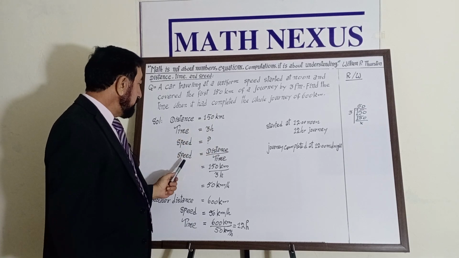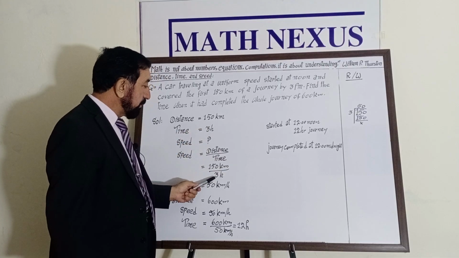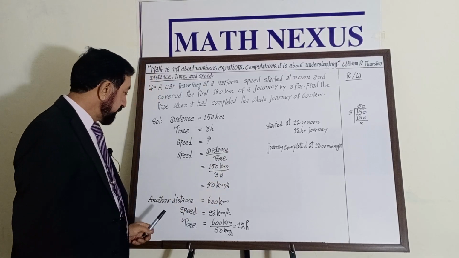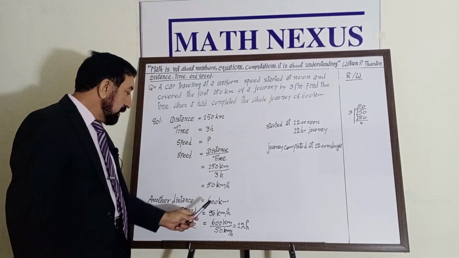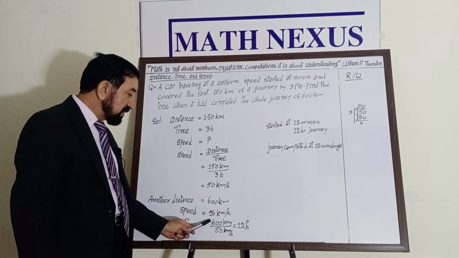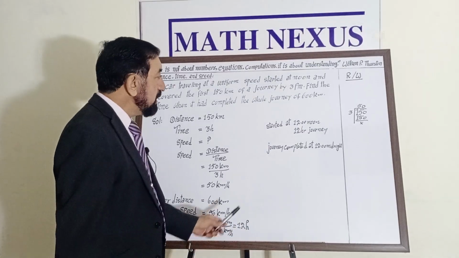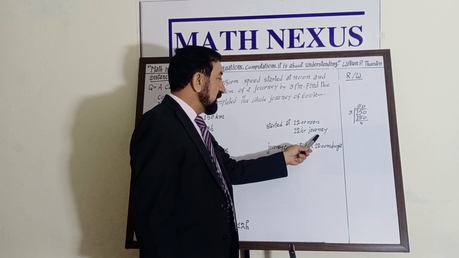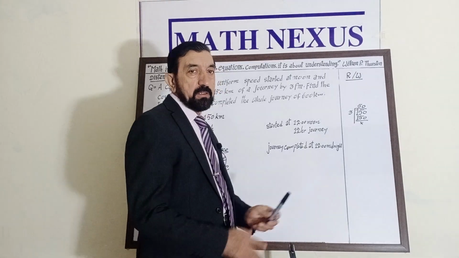Speed is unknown. Speed is equal to distance upon time. Distance 150 km upon 3 hours. This is equal to 50 km per hour. Now another distance, which is 600 km, and speed is equal to 50 km per hour. Time is equal to 600 upon 50. This is equal to 12 hours. It means the car started at 12 noon, the 12-hour journey completed and it reached at 12 midnight.